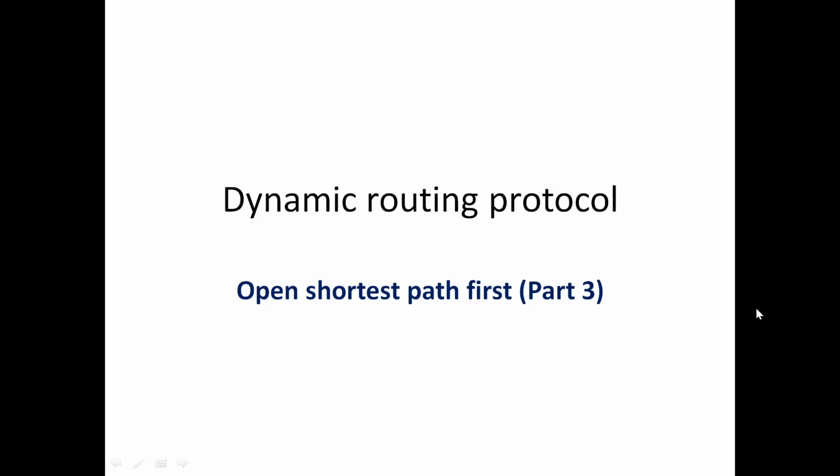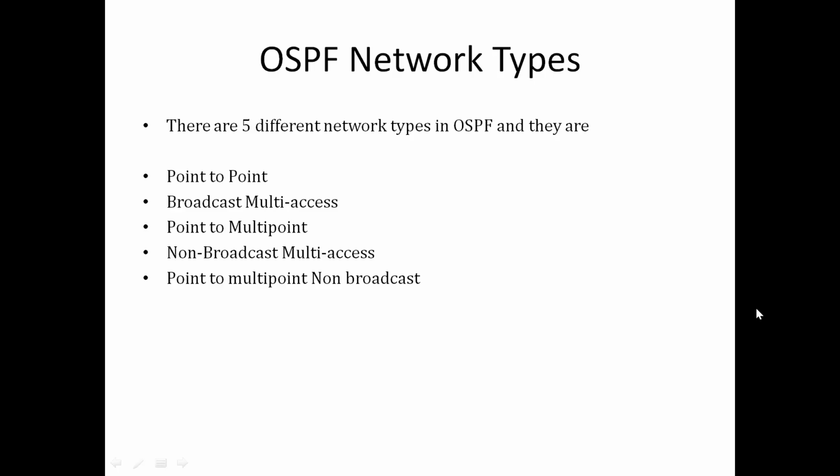Today we are going to see part 3 in OSPF. In the last two sessions we saw what is OSPF, what are the areas, what are the types of areas, and what is a virtual link. And today we are going to see the different network types in OSPF. There are 5 different network types in OSPF, and they are point-to-point, broadcast multi-access, point-to-multipoint, non-broadcast multi-access, and point-to-multipoint non-broadcast.